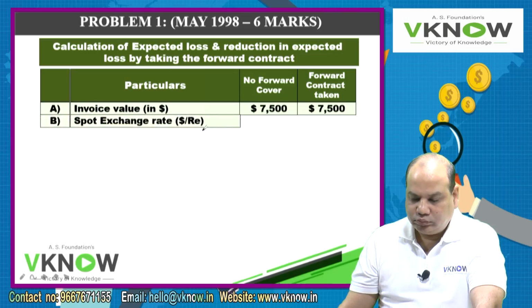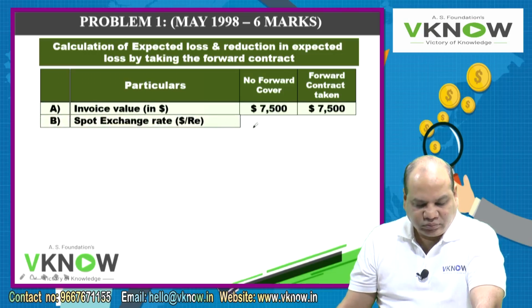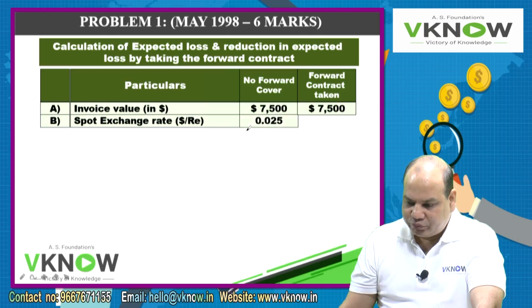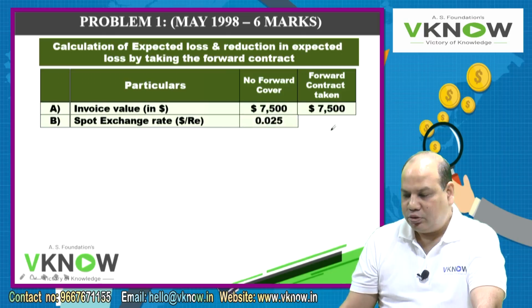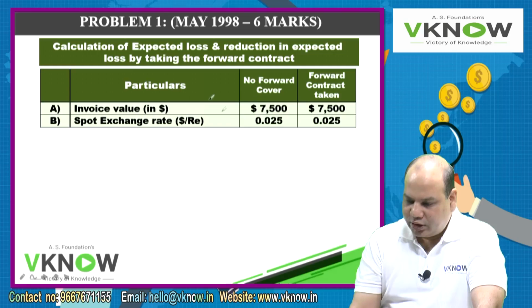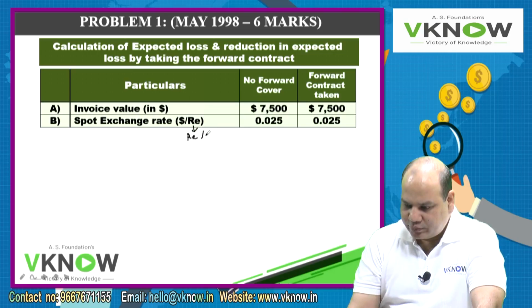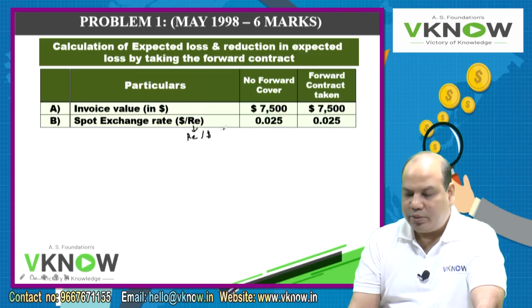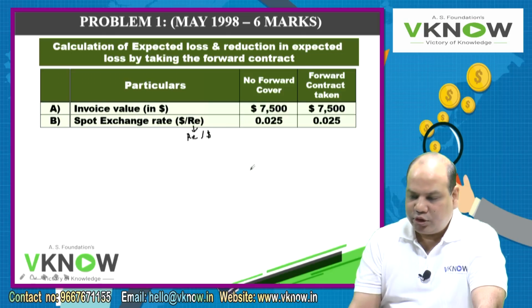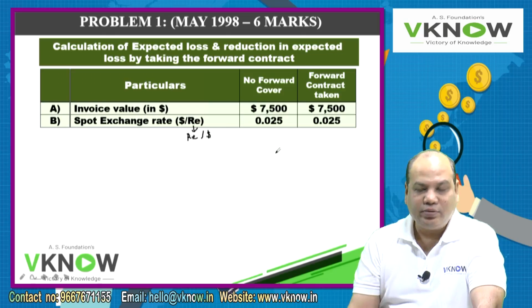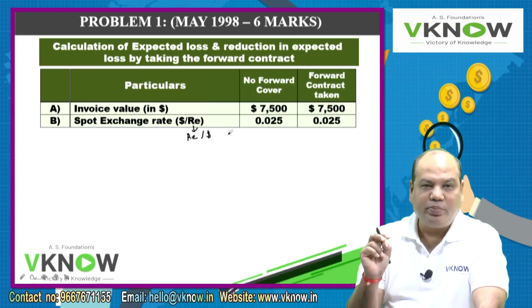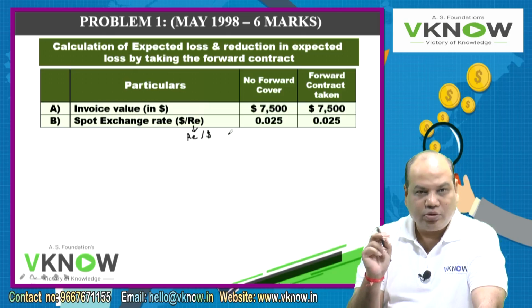Point B, spot exchange rate, dollar per rupee: 0.025. Now here you can ask a question, can we convert into rupees per dollar? You can do it, but I will suggest not to, because then while calculating the expected rate, you might make a mistake, because the depreciation of 10% is given for the rupee, not for the dollar.